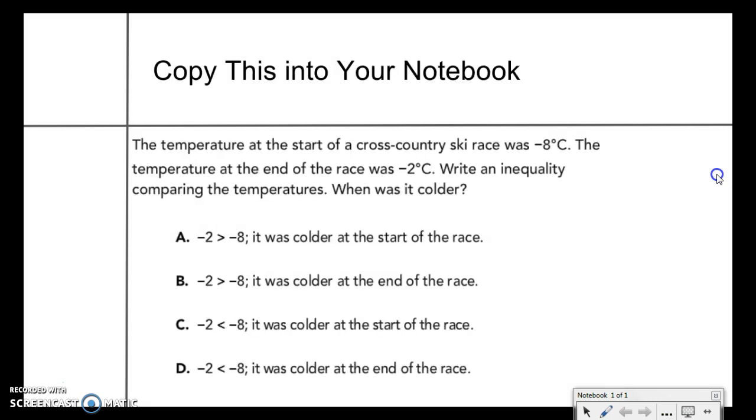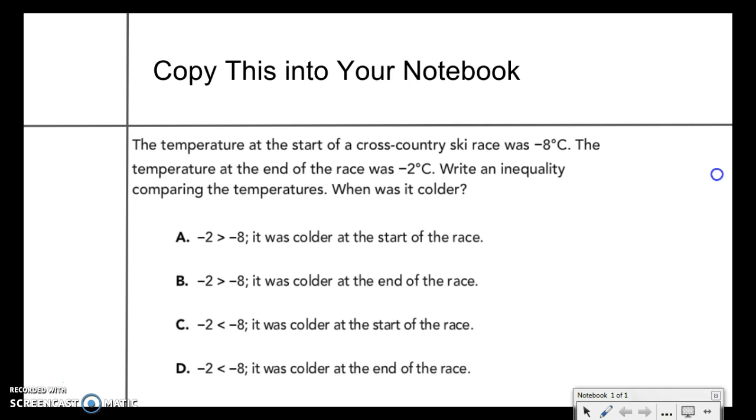All right, here's another copy of this in your notebook. So this is another temperature one. The temperature at the start of a cross-country ski race was negative 8 degrees Celsius. The temperature at the end of the race was negative 2 degrees Celsius. Write an inequality, compare the temperatures. When was it colder? Okay, so here are your answer choices, A through D.